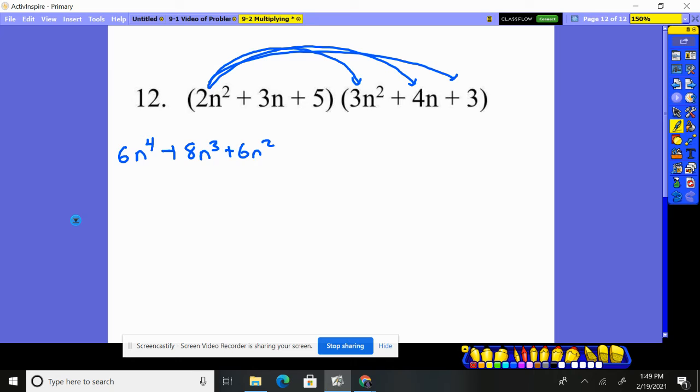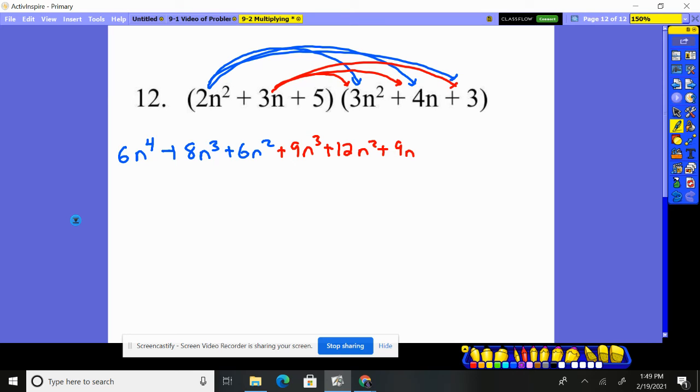Now let's do the 3n. 3n times that. 3 times 3 I know is 9. N times n squared, n cubed. 3n times the 4. 3 times 4 is 12. N times n is n squared. 3n times the 3 is 9n.